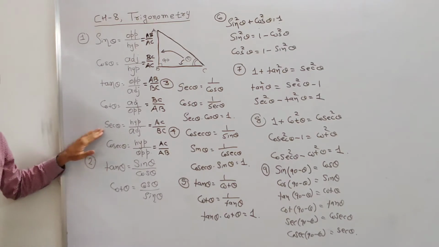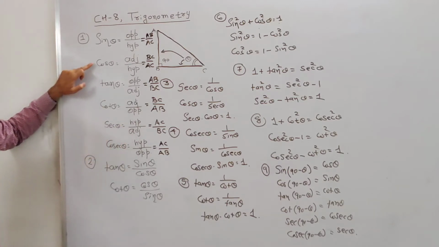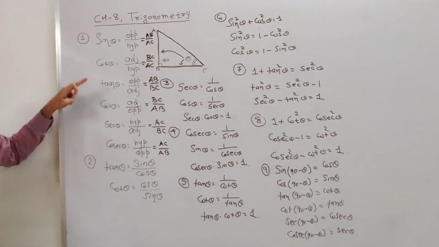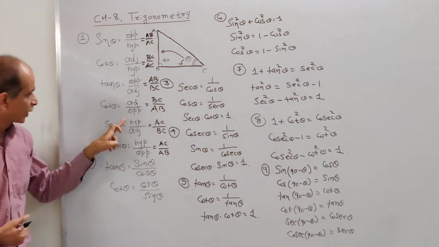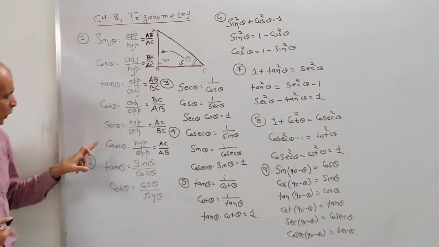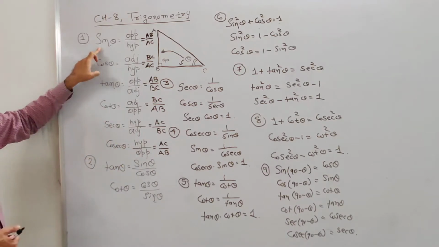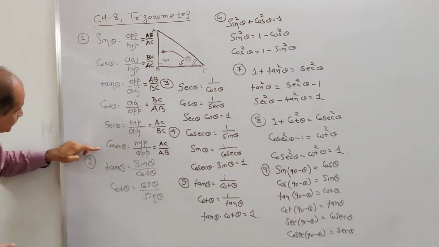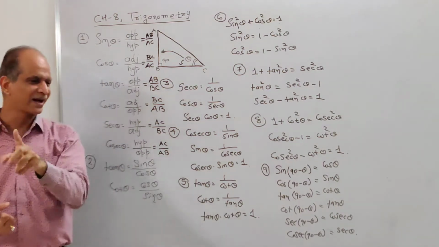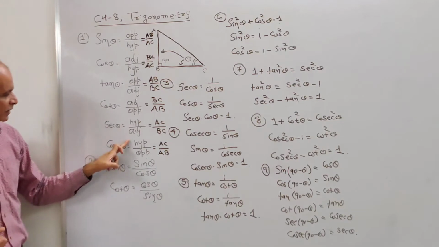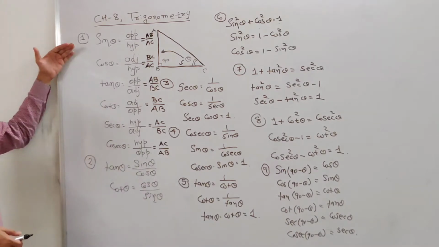Let us observe this formula. Sec theta is equal to hypotenuse upon adjacent, which is the inverse of cos theta. So sec theta is the inverse of cos theta, and that's why the formula of sec theta is hypotenuse upon adjacent. Cosec theta is hypotenuse upon opposite, while sin theta is equal to opposite upon hypotenuse. So we can conclude that cosec theta is the inverse of sin theta, and that's why the formula of cosec theta is hypotenuse upon opposite. So this is about formula number 1.